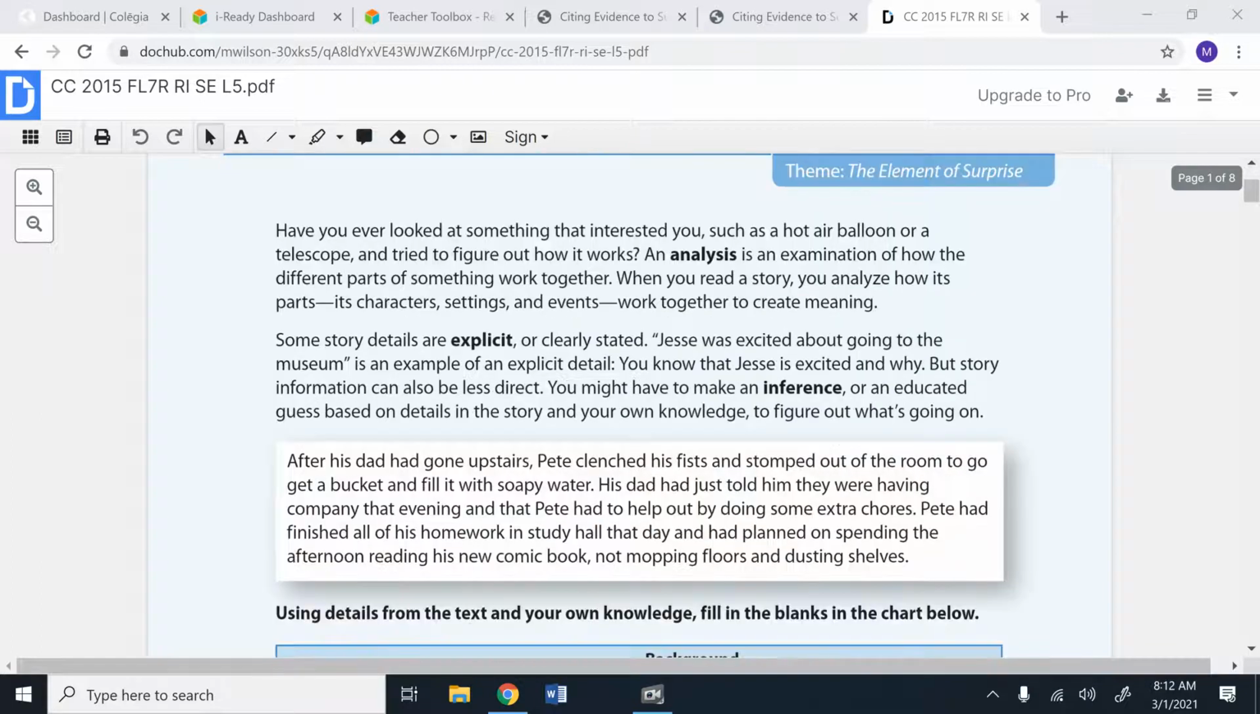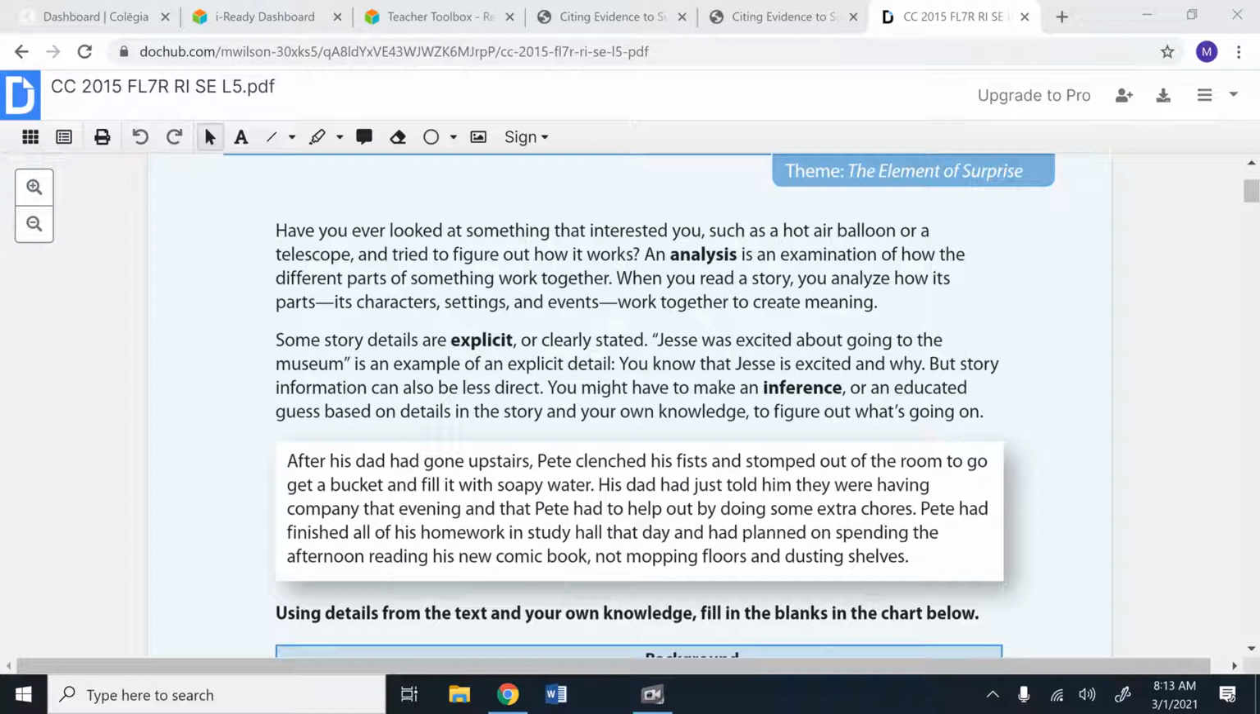Some story details are explicit or clearly stated. Jessie was excited about going to the museum is an example of an explicit detail. You know that Jessie is excited and why. But story information can also be less direct. You might have to make an inference or an educated guess based on details in the story and your own knowledge to figure out what's going on.